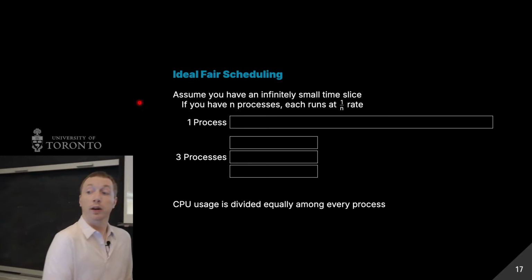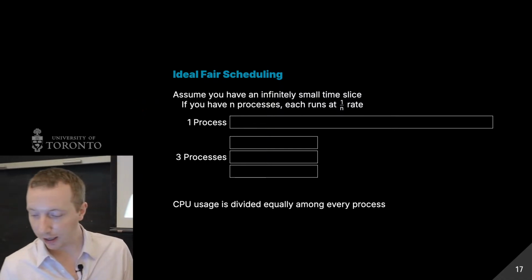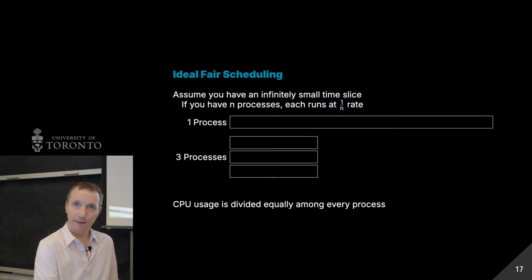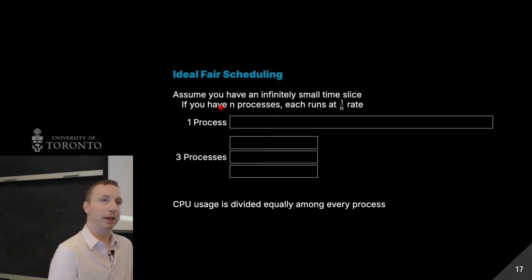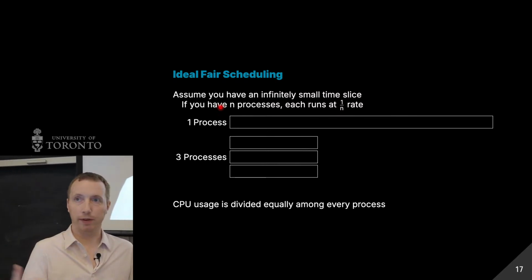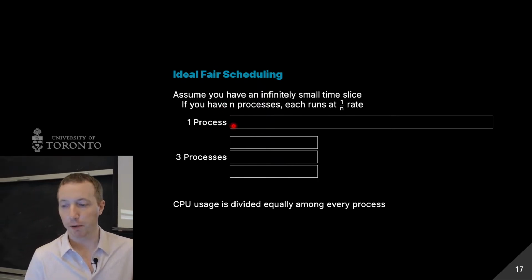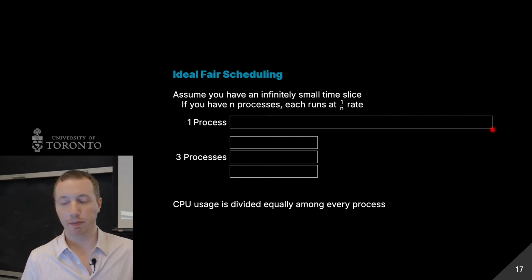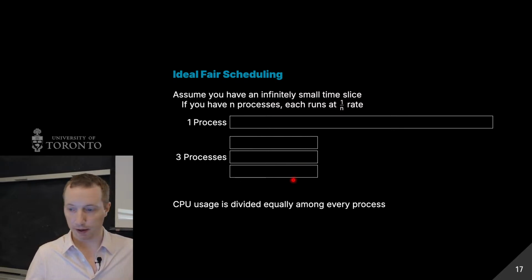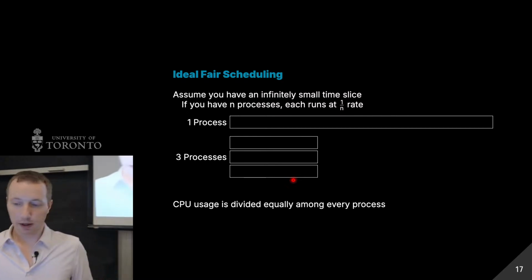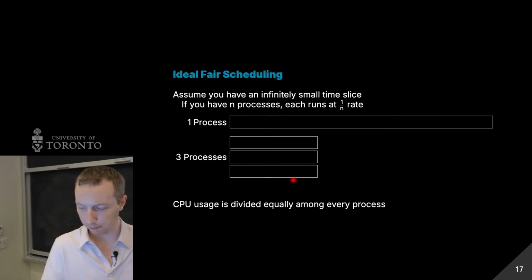To argue about it, you have to argue about the ideal fair scheduling. In the ideal case, where we have infinitely small time slices, if we have n processes, each of them gets a share of the CPU. If we have one process, it would just be running that whole time on the same CPU. If we have 3 processes, they each get a third of that CPU time. So CPU usage is divided equally between every process, and this would just be for a single core.